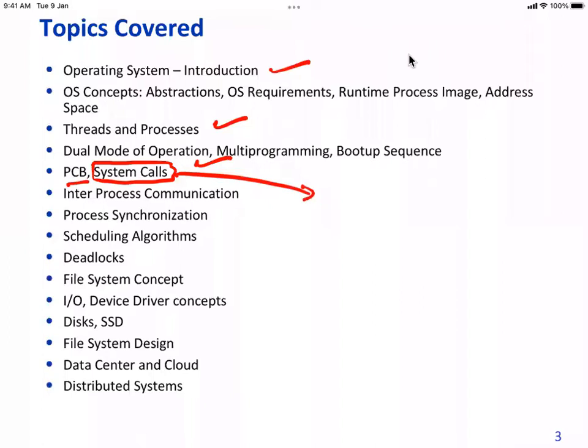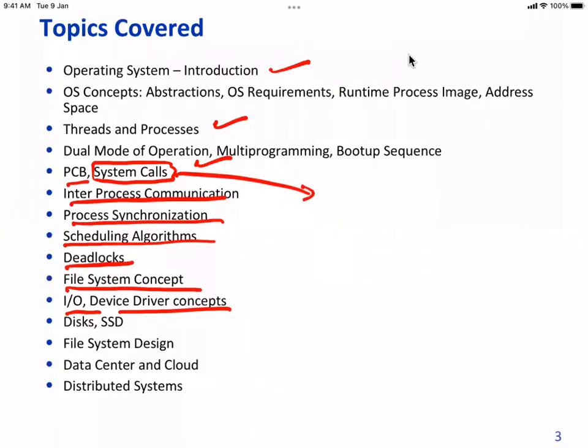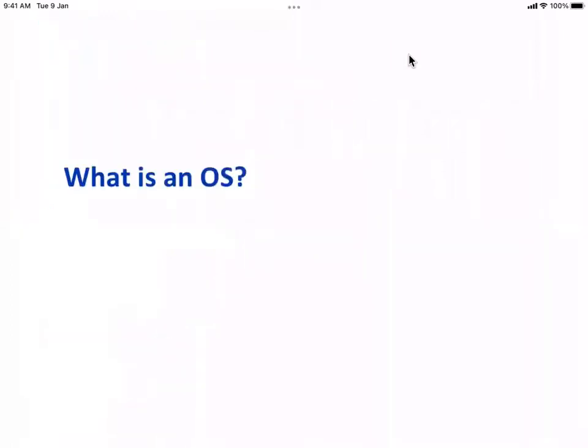Then we have looked at inter-process communication, then process synchronization, scheduling algorithms, deadlocks, what is a file and file systems, then IO devices and the device driver concept. We have also studied something that we couldn't cover in the last course, that is computer architecture, but that's about disk and SSD. Then we again came back to file system design. And at the end, we have studied data center and cloud at a very abstract level, and then distributed systems. So these are the major topics that we have covered. Okay, so we started with this.